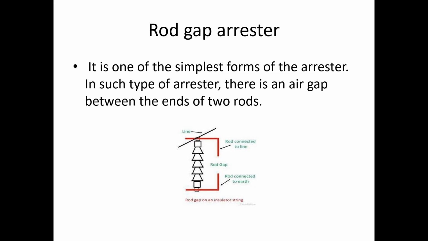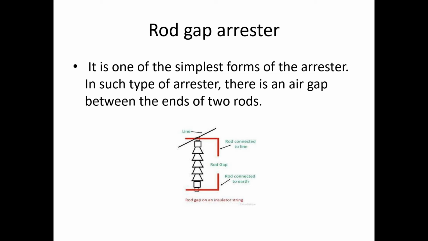So rod gap, in the sense, you can see the figure, you can find two rods, right? So this is the figure. You can see the arrangement of the rod gap arrestor. This is the way in which the rod gap arrestor is arranged. You can see two rods there, and also you can see a gap in between the two rods.